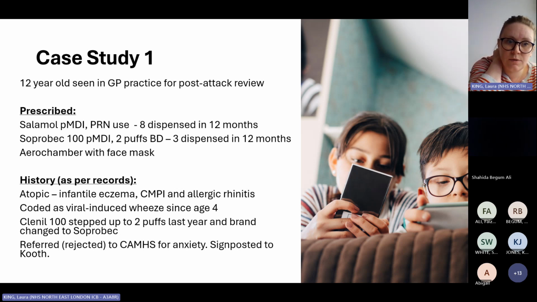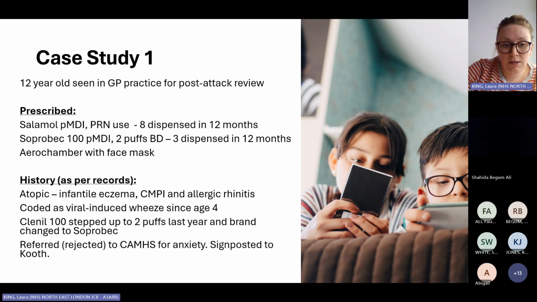History is as per below. So he's quite atopic, quite an atopic history as a smaller child as well. Coded as viral induced wheeze since age 4, and then asthma. He was actually on Fostair before, that was stepped up from 1 to 2 puffs last year, and then the brand was changed to Luforbec. So they've had their device changed a couple of times. They're also a quite anxious young person. They were referred to CAMHS, unfortunately rejected, as we often see, because they didn't meet threshold, and therefore signposted to Kooth, which is a really great resource, actually, if you're not familiar.